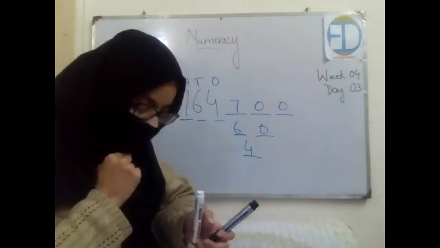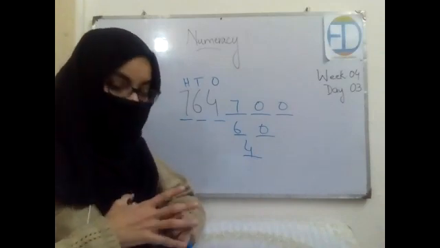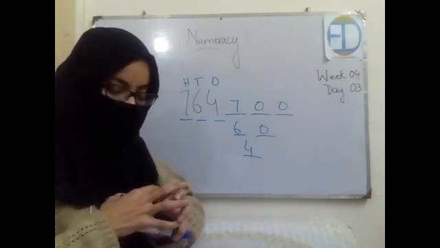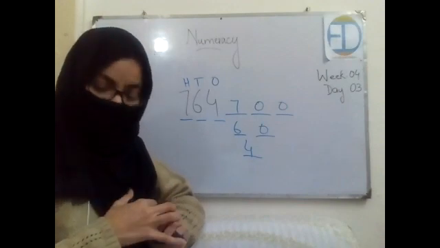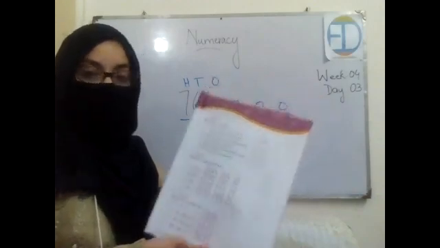Now solve the last one by yourself and tell me the answer. Hurry up. 900 plus 40 plus 5. Excellent. Now look at the last question. It says to give the number.